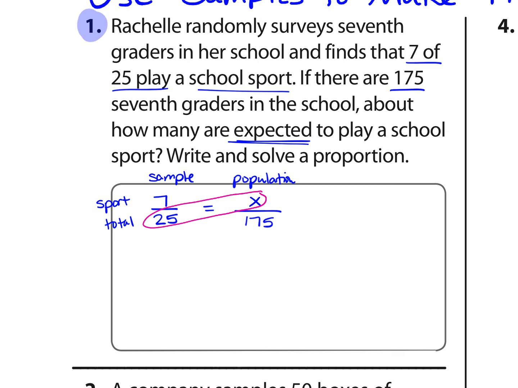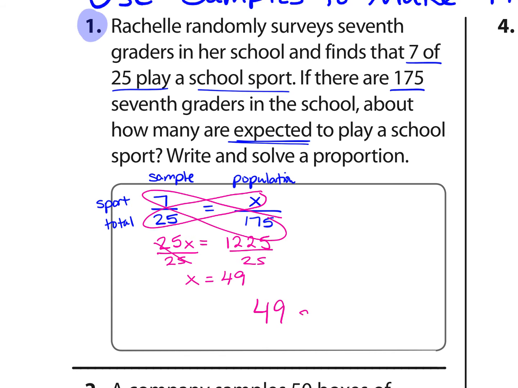25 times x is 25x. 7 times 175 is 1,225. To get x by itself, we're going to divide both sides by 25, and x is 49. So about 49 students are expected to play a school sport.